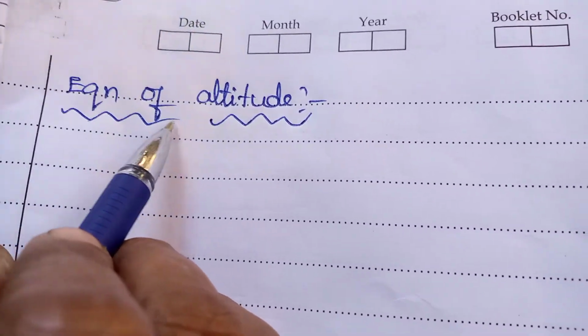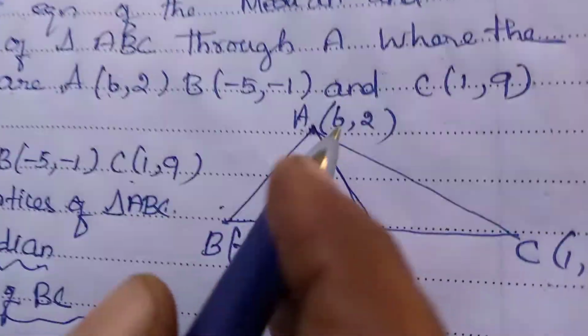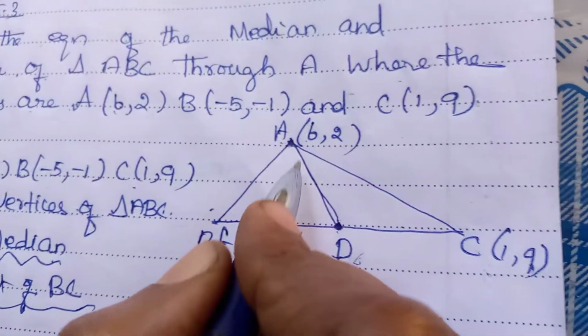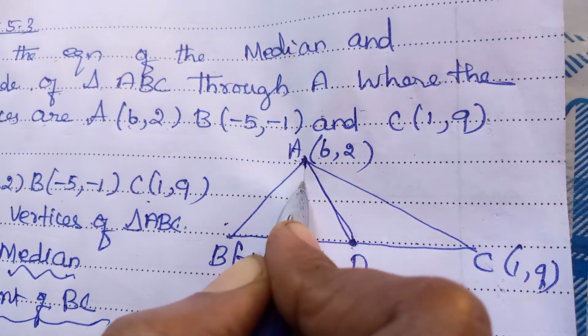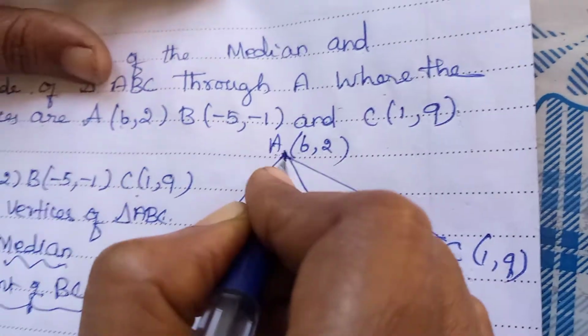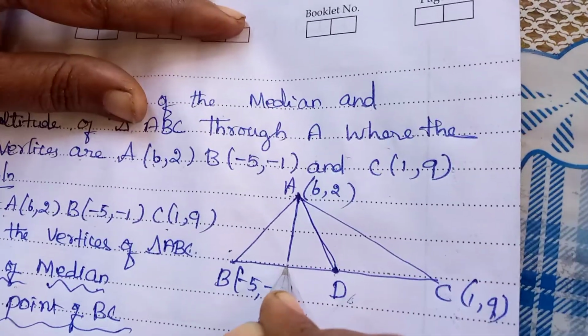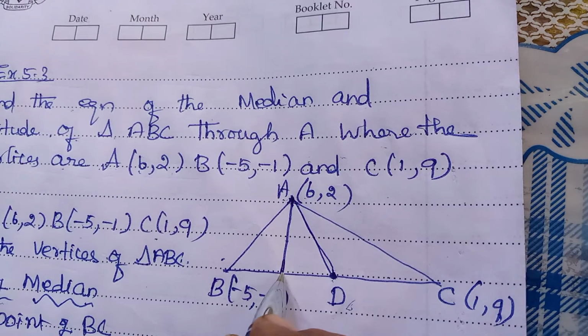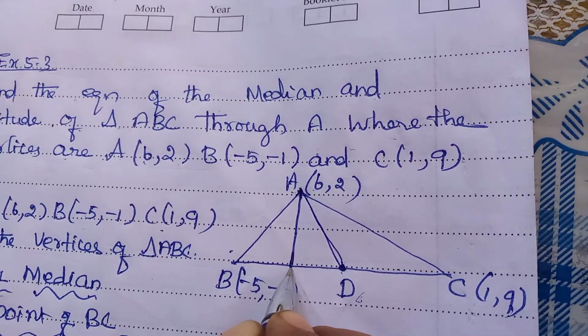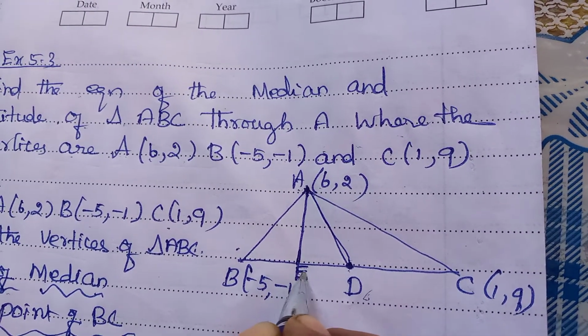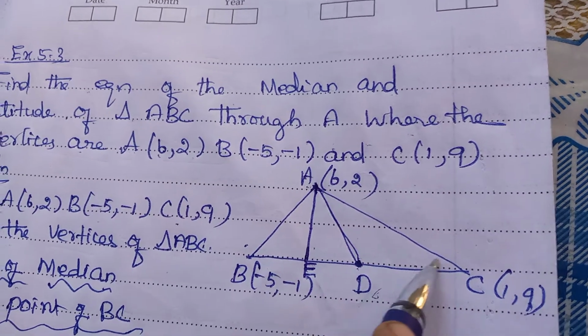Let's do the equation of altitude. See the diagram. Altitude means the height of the triangle, so it will be perpendicular. Let's draw the height of this triangle through A. Name the foot E. Now AE is perpendicular to BC.